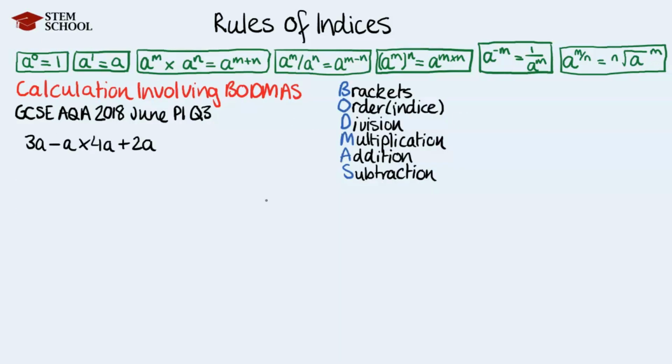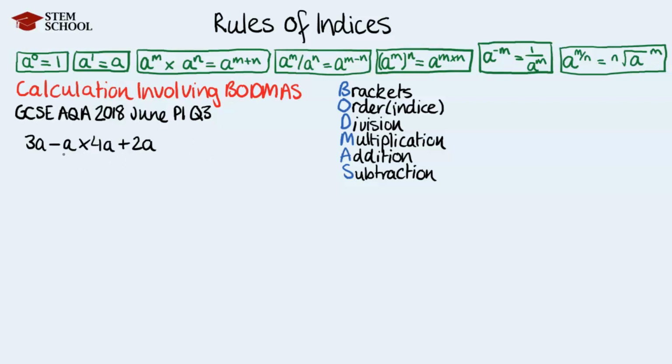Alright, so let's move on to a calculation involving BODMAS, or you might have seen it written as BIDMAS. So BODMAS is essentially the order in which you do all the different operations like division, multiplication, addition, etc. So we have a question here which is 3a minus a multiplied by 4a plus 2a. So clearly we have to use BODMAS here, as it's totally different operators here.